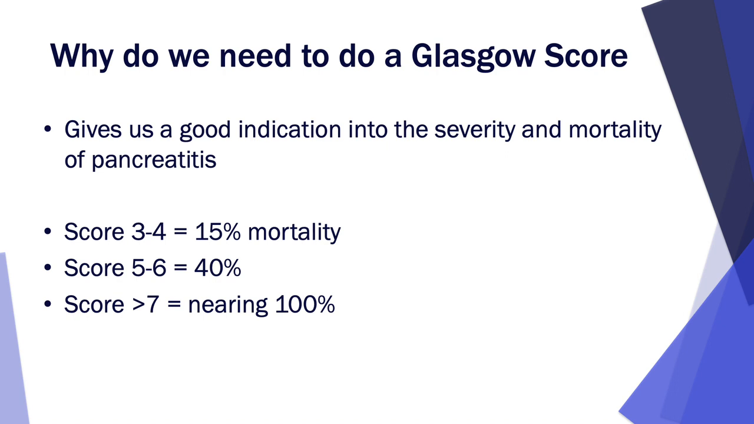So a score of 3 to 4 roughly equates to mortality of 15%, a score of 5 to 6 is about 40%, and once you get over a score of 7, you're nearing mortality of 100%. This just highlights how severe a disease pancreatitis can be.